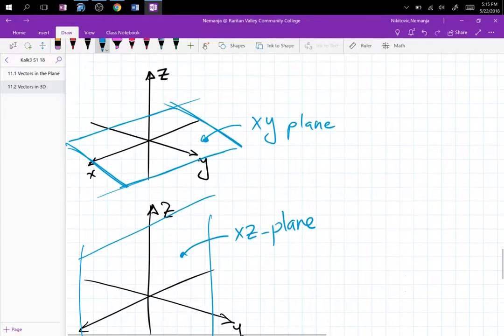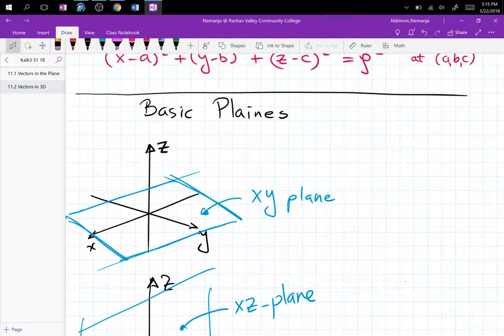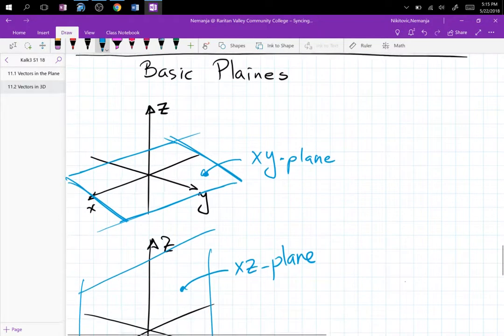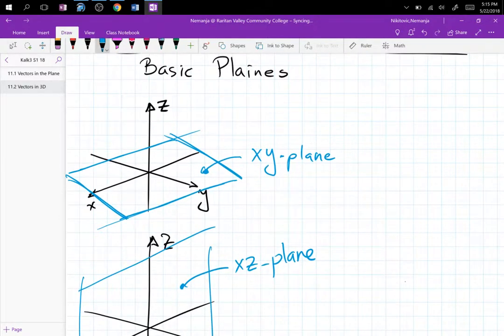Now we're going back. I have the XY plane over here, and this XY plane is the floor. Since it's the floor, it's happening where Z is equal to 0. So this particular one is Z equals 0. Guys, that's the floor that we walk on.